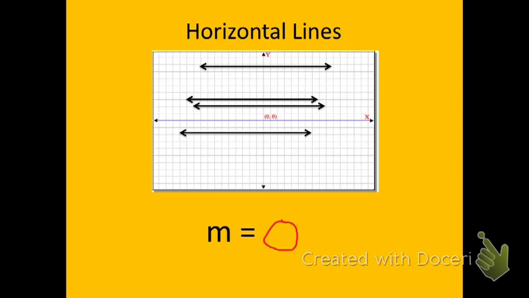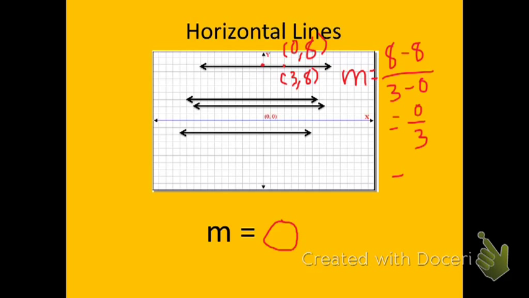So if I have 2 points on this line, say, call this one (0, 8), and this point right here (3, 8), and I use the slope formula to find the slope, I would get the change in y, so 8 minus 8, over my change in x, 3 minus 0, which would come out to 0 over 3, which simplifies to 0. And that's no coincidence, but if you kept doing this with every horizontal line, you would also get a slope of 0.